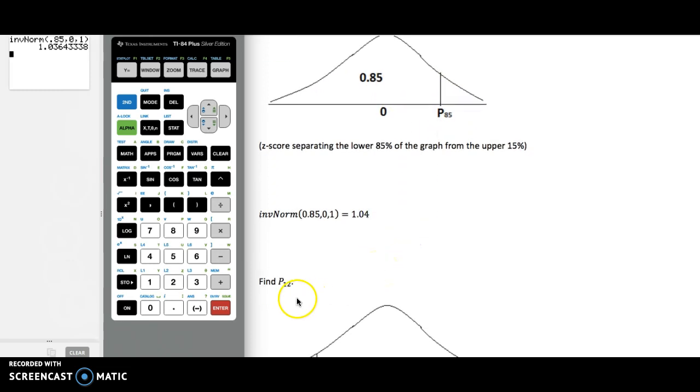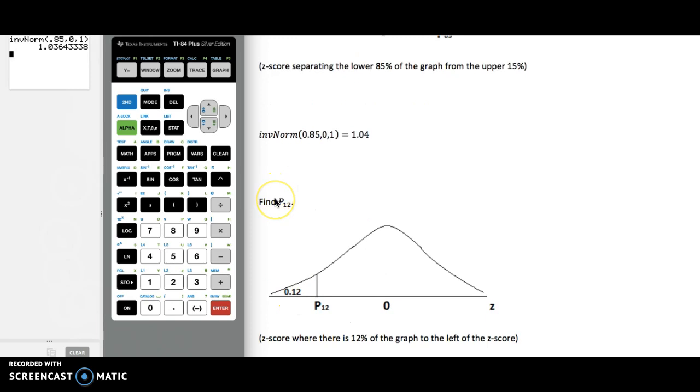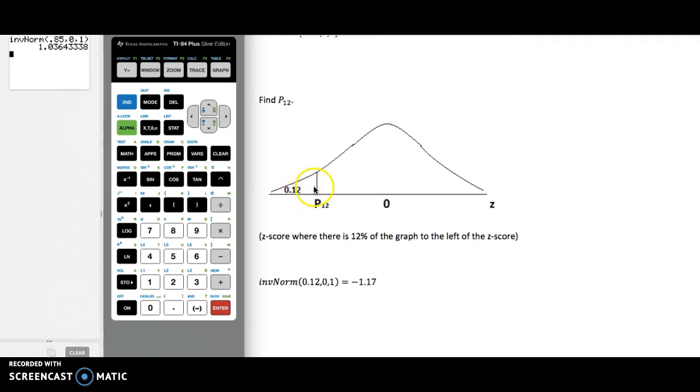So next question, find the 12th percentile. Find P sub 12, the 12th percentile. Well, once again, this 12 represents a percent. We're looking for a z-score, or a random variable, where you have 12% below that z-score. So you have a very small region of the graph to the left of that z-score, only 12% or 0.12. So your percentile is going to have to go somewhere on the left side of the graph, because what is to the left of that? Only 0.12 or 12% of the graph, right?